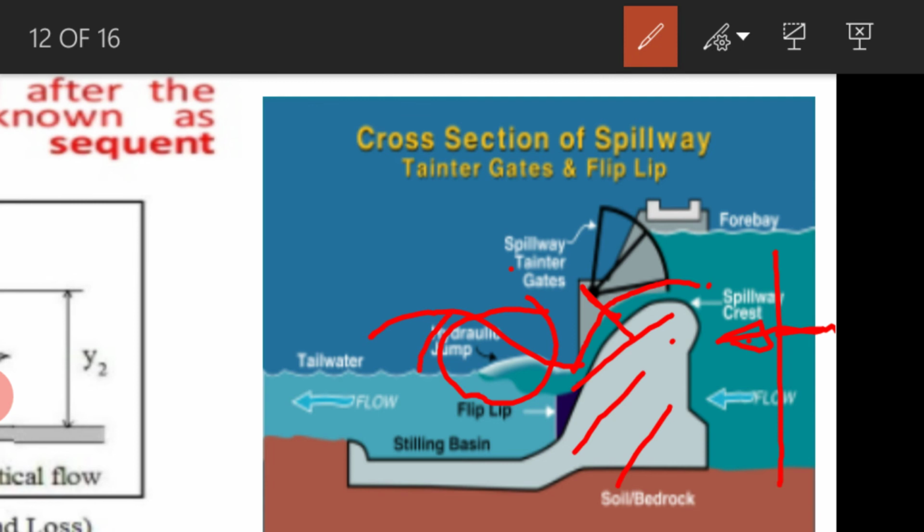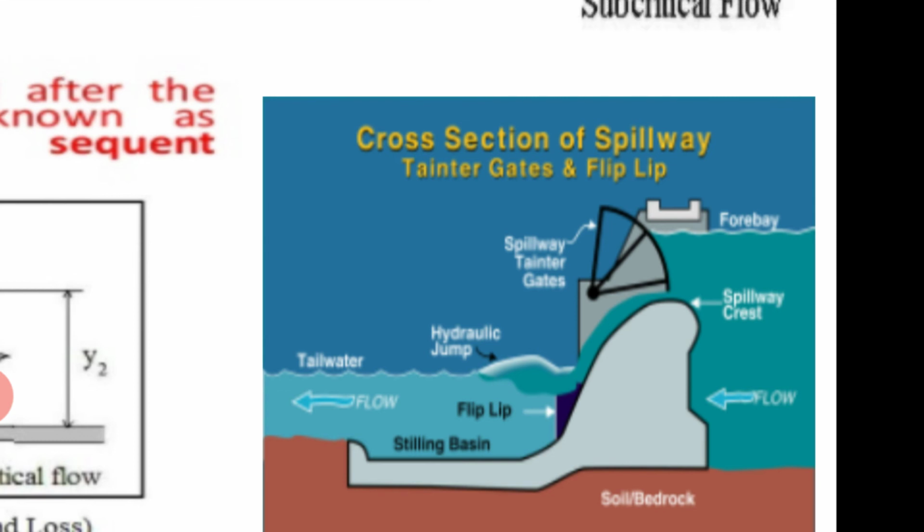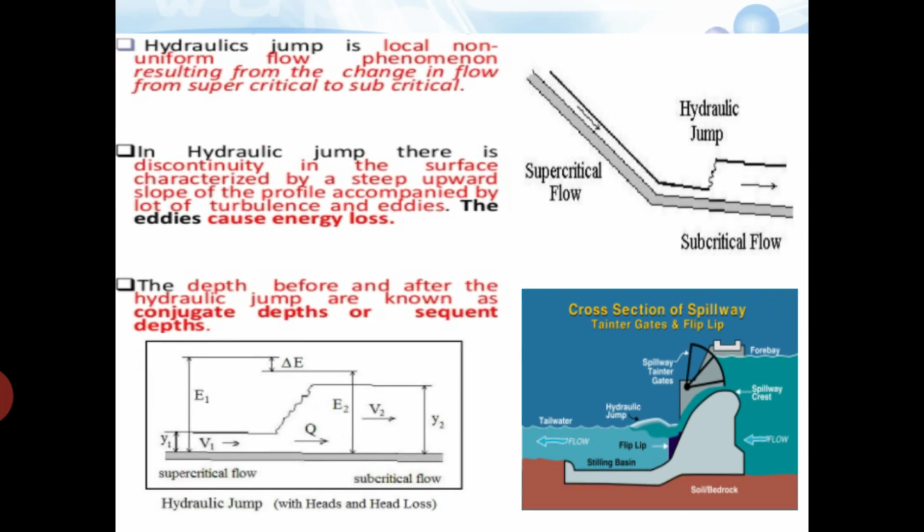This hydraulic jump is a must in hydraulic structures. We need to create a hydraulic jump, and for its creation a certain design procedure is there. Why to have a hydraulic jump and what is the application of hydraulic jump, we'll see in the next part of this lecture. But the jump takes place when the flow is from supercritical to subcritical. That is what we call a hydraulic jump. I hope you understood this concept of hydraulic jump.